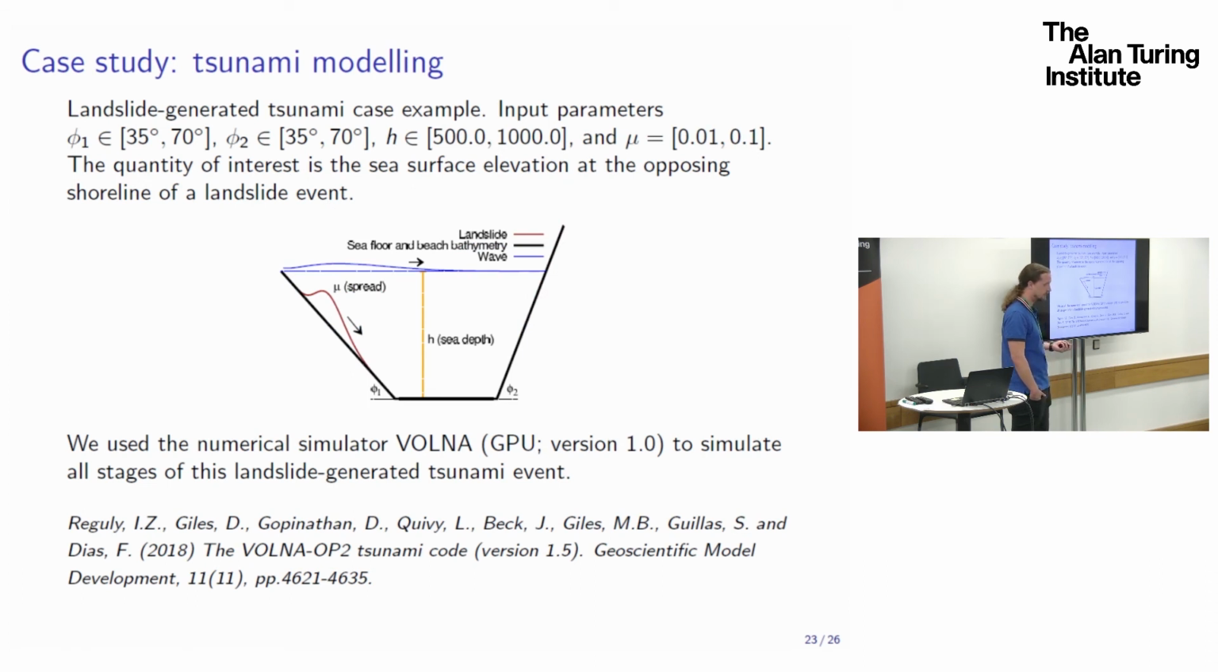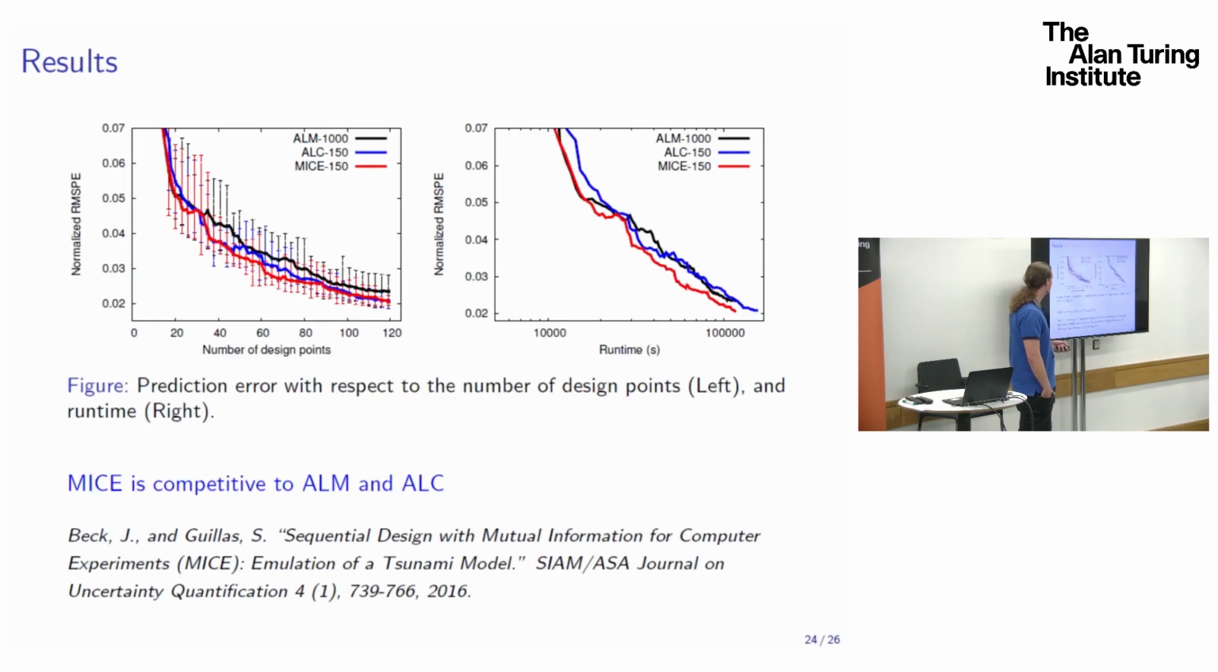We have a tsunami modeling example, which is basically 4 design parameters. You have this landslide that moves down in the water, propagating a wave, and on the other side of the coast, you're measuring the run-up wave, basically the height, the maximum elevation. So you have the spread, which is one of the parameters that are changing, the height, basically the depth of the sea, and then we also have the angles of this domain. Each run takes about 15 minutes.